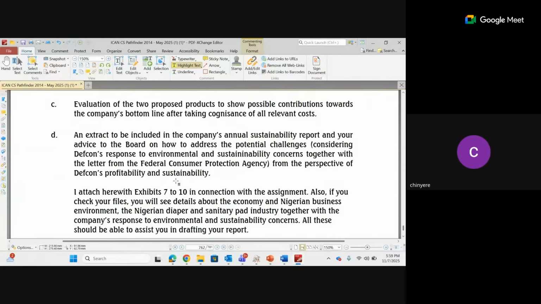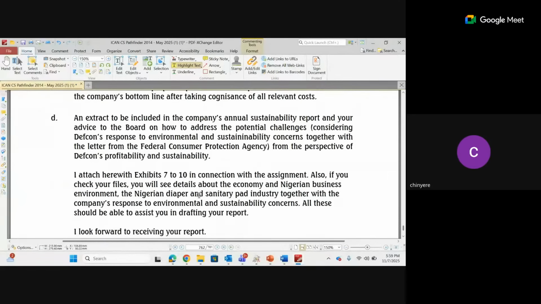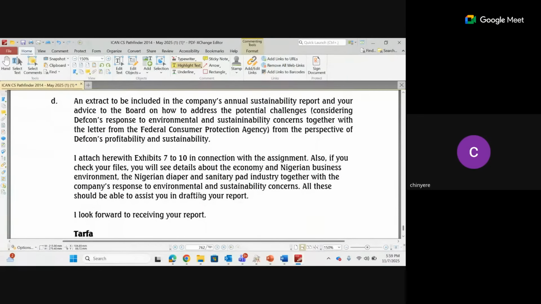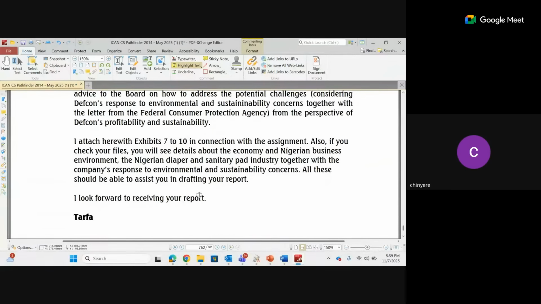I attach herewith Exhibit 7 to 10 in connection with the assignment. Also, if you check your files, you will see details about the economy and Nigerian business environment. The Nigerian diaper and sanitary pad industry, together with the company's response to environmental and sustainability concern, all they should be able to assist you in drafting your reports. I look forward to receiving your reports. Thank you.